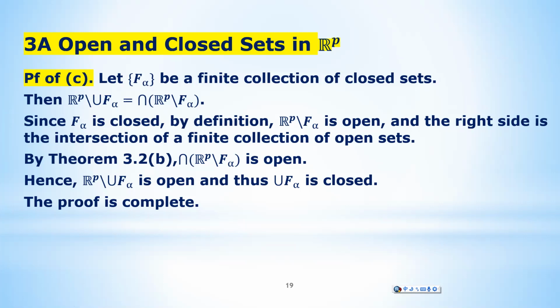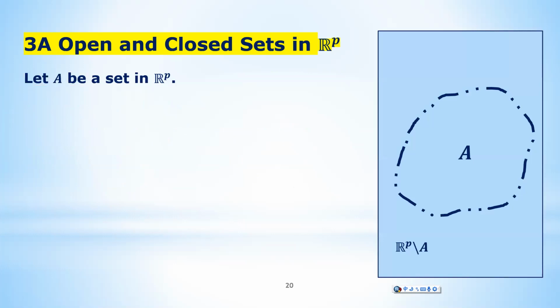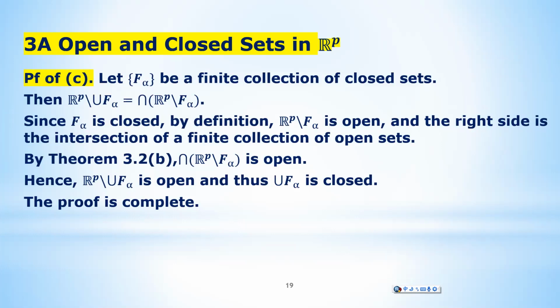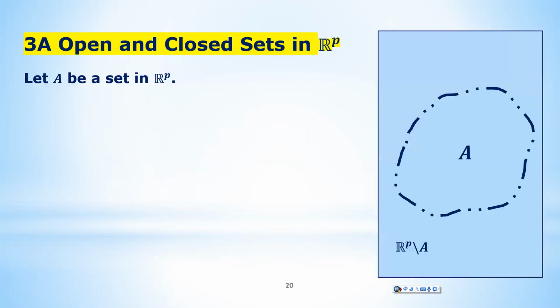Next thing we want to do, we're still in 3A, is define something else. Here we have defined two special sets, one is open set and one is closed set. These sets are very special, but there are many other sets that are neither open nor closed. How do we handle the other kinds of sets? This is our next question.